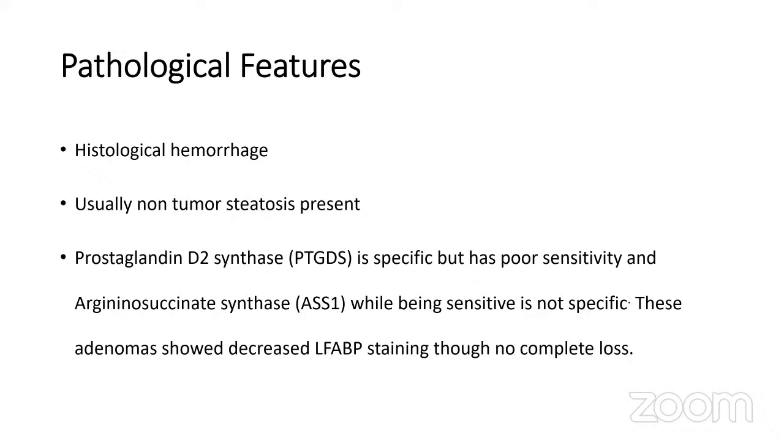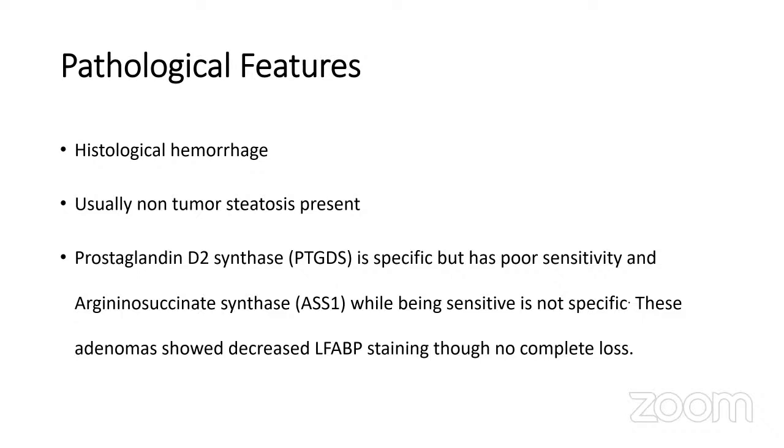So pathologic features: they would have histological hemorrhage, and usually the surrounding liver is steatotic because they are associated with obesity. The two stains used for diagnosis are the prostaglandin D2 synthetase and the argininosuccinate synthetase 1. The prostaglandin D2 synthetase is specific, but it has poor sensitivity, so it will not pick up all the cases, and the ASS1, while being sensitive, is not specific. Both of these immunostains are not easily commercially available, so it is difficult to diagnose this subtype.